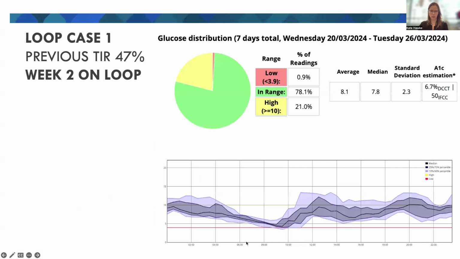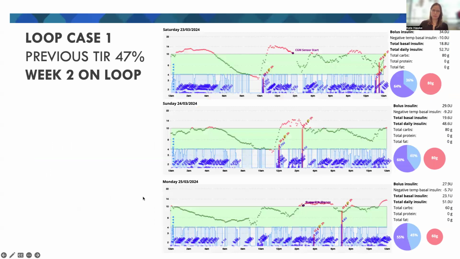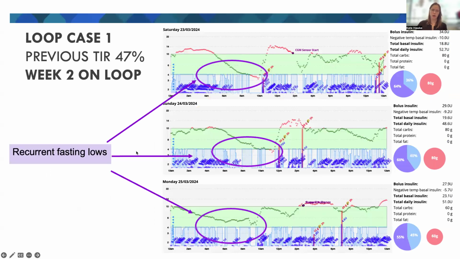So that's case 1. He carried on in his second week, just bolusing, not all the time, but sometimes. Time in range still good. But what we did notice in his second week is that he was having this consistent pattern of lows at around 8 to 9 a.m.